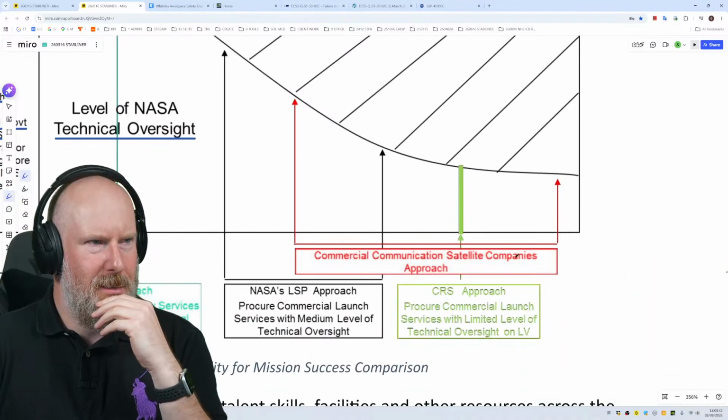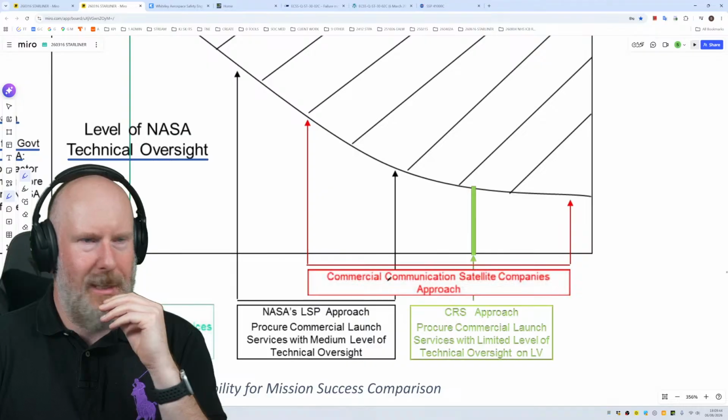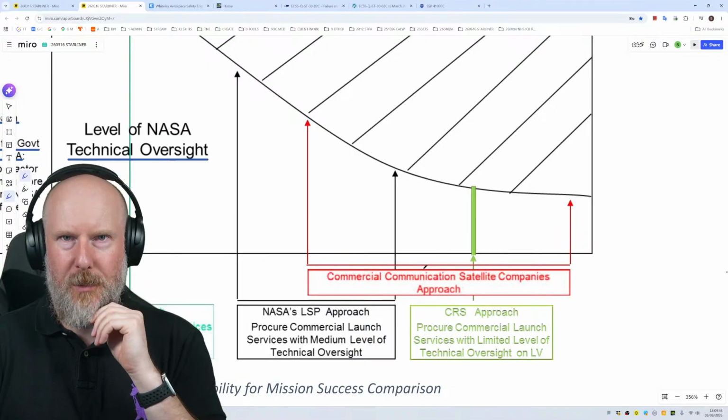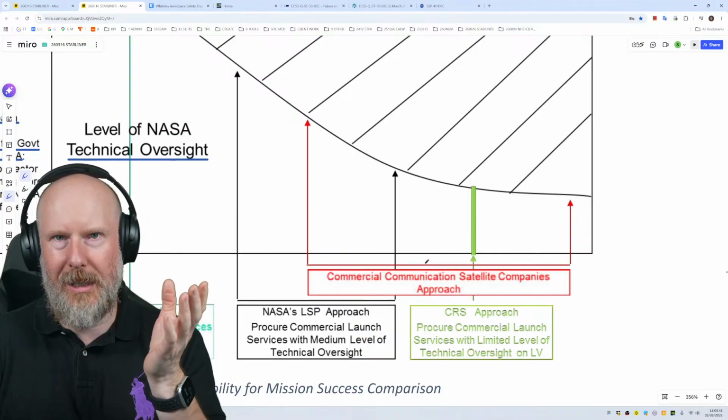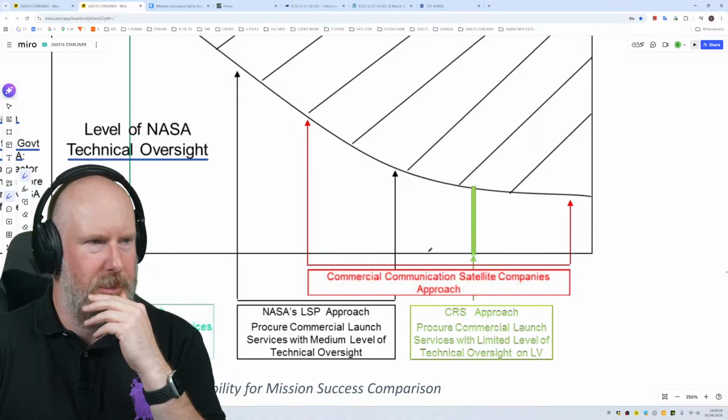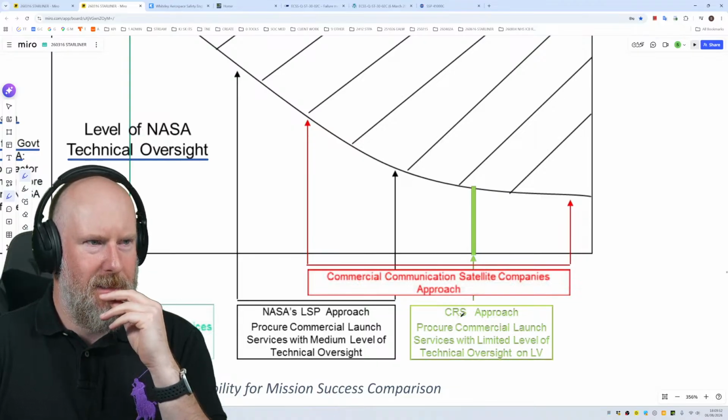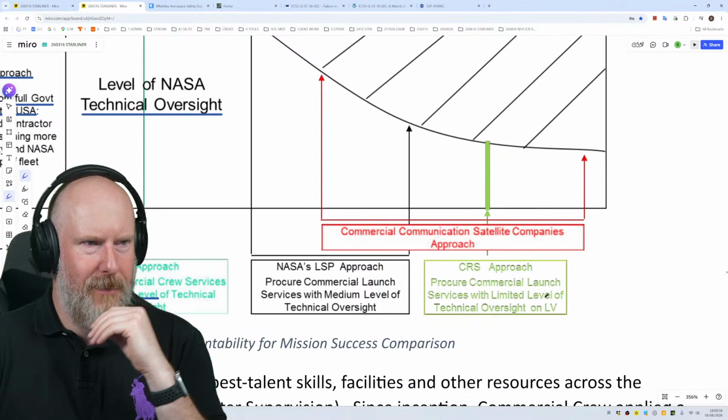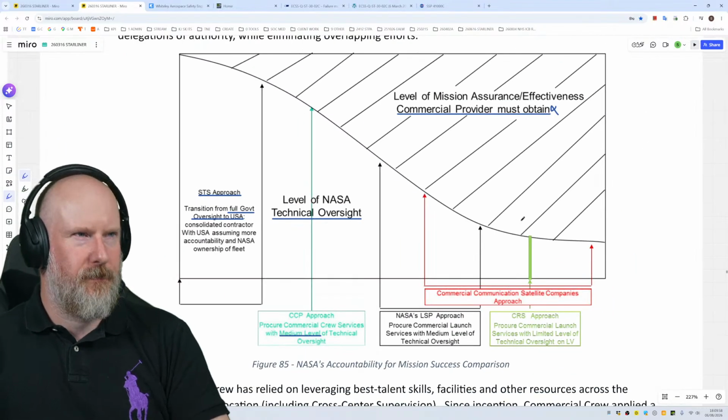Commercial communication satellite companies approach. Again, that's not human space flight, is it? Unless you've got nuclear batteries and all that kind of exciting stuff. CRS approach, procure commercial launch services with limited level of technical oversight.